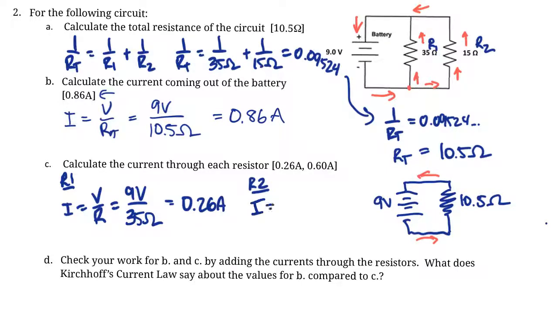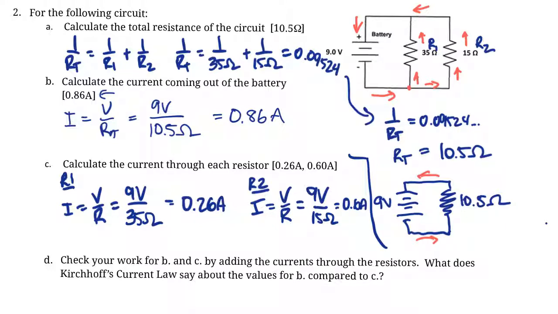I equals V over R. And in this case, voltage is still 9 volts. But the resistance is 15, because it's given in the question as 15 ohms. If we do that math, 9 divided by 15, that gives us exactly 0.6 amps. I know we're sort of going into this next question here, but the answer is 0.6 amps.